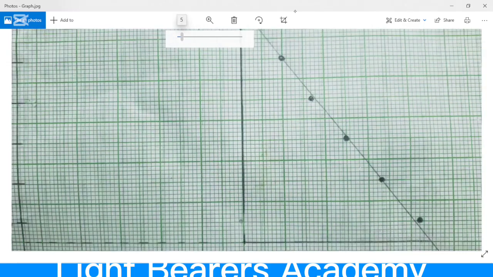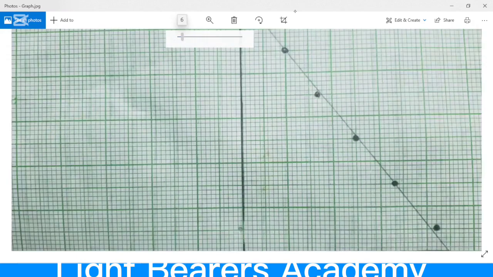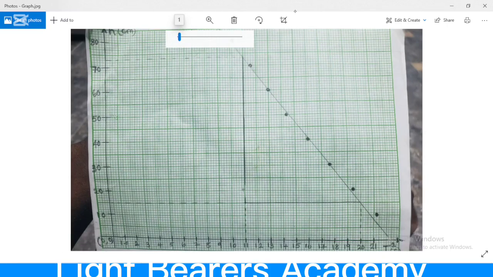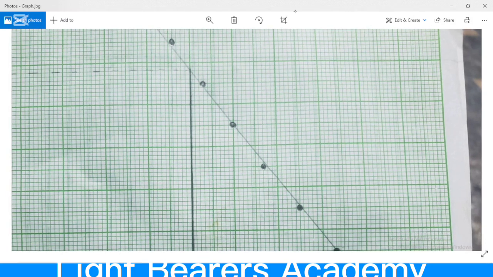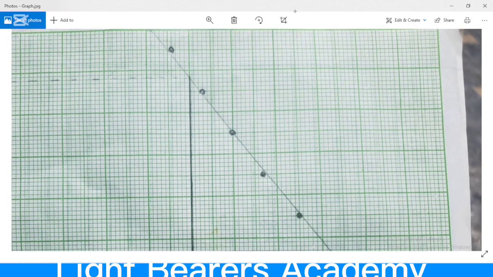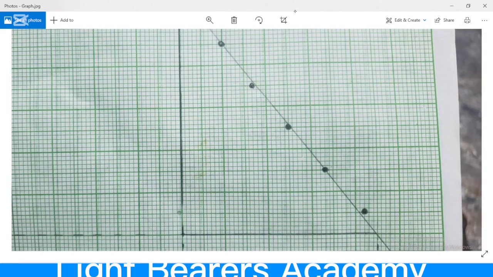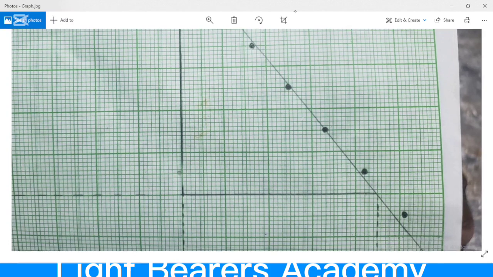Having scaled your graph, the next task is to get your point and then draw your line of best fit. So what's the line of best fit? Look at my cursor. The line of best fit is the line that joins majority of the dots together. Majority of the dots together is called the line of what? Best fit.